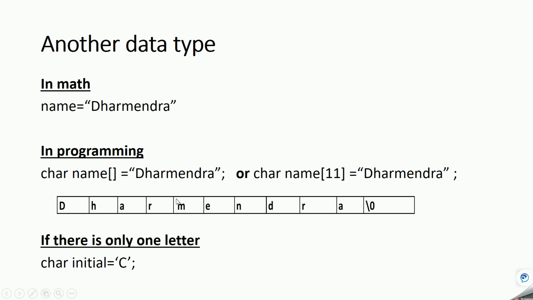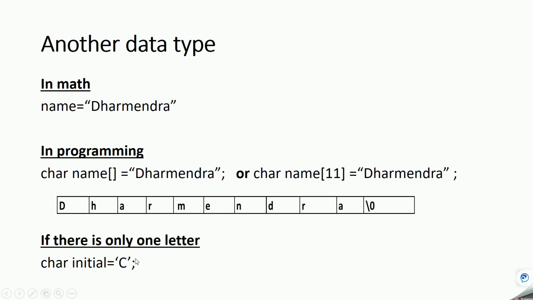This whole thing can also be written like this. You give the char data type, the name and the box, and how many characters there are plus 1. In this case you can see there are only 10 characters but I have given 11. This is because the compiler by default will add a 0 at the end of this sequence of characters.